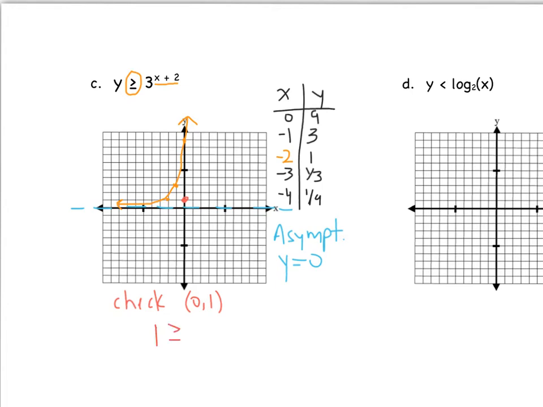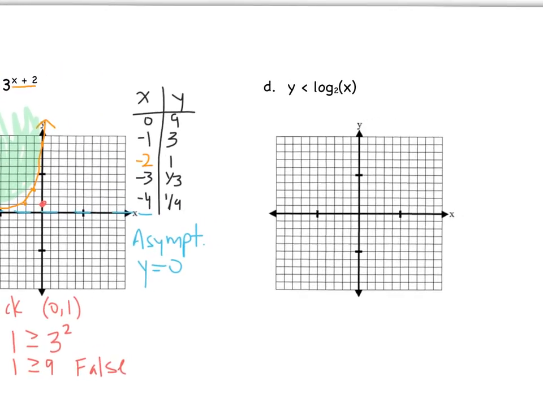1 is greater than or equal to 3 squared. We get 1 is greater than or equal to 9, which is false. So if it's false on the outside, where does that say we're going to shade? We will shade on the inside there. As the curve keeps going, we're all in here. All right, so then finally, that's going to get us to our very last example.